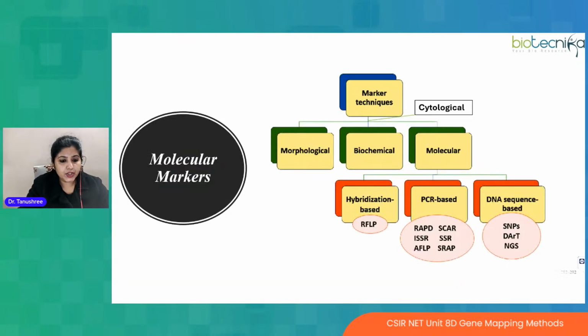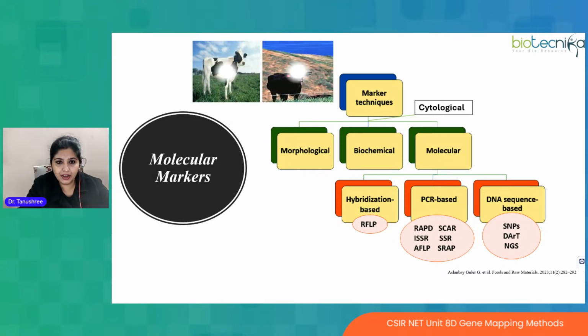So let's first go through the concept. We know that there are different types of markers. We have morphological markers. Morphological markers are indicators of phenotypic differences, like differences in pigmentation or color. Like here you can see these pictures. Looking at these two pictures, you can say that these two are not the same, there's a difference in pigmentation.